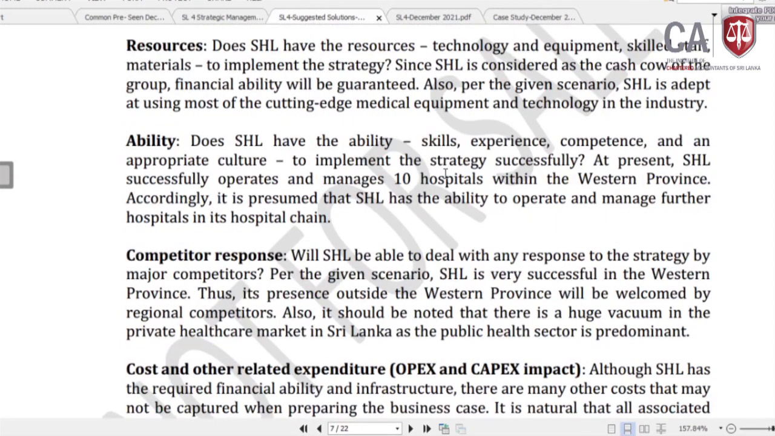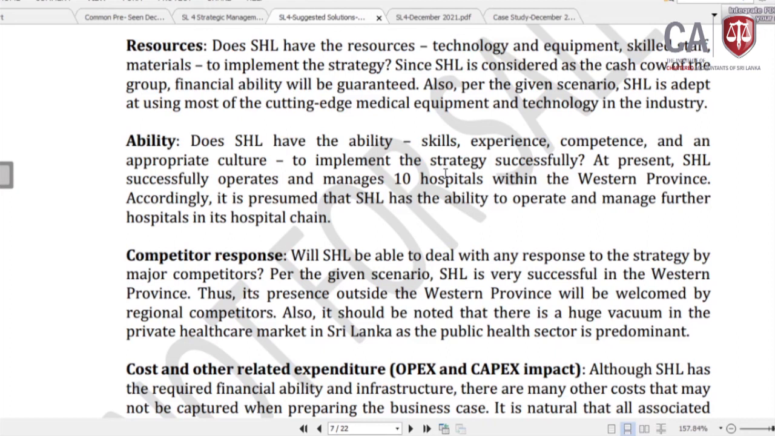Resources. Does SHL have the resources, technology and equipment, skill, staff, material to implement the strategy? Since SHL is considered a cash cow of the group, financial ability will be guaranteed. Also, for the given scenario, SHL is adept at using most of the cutting edge medical equipment technology in the industry. They have the required technology.